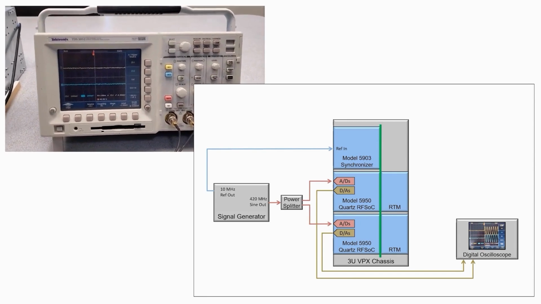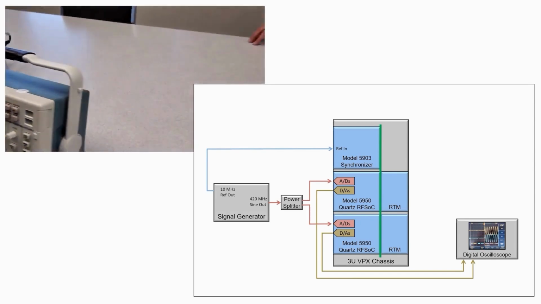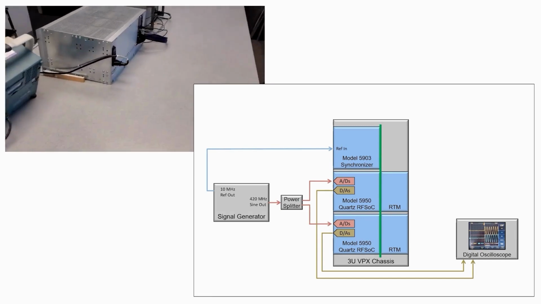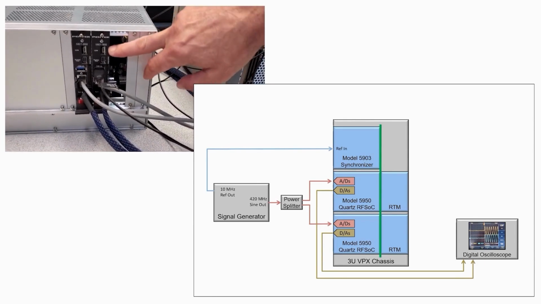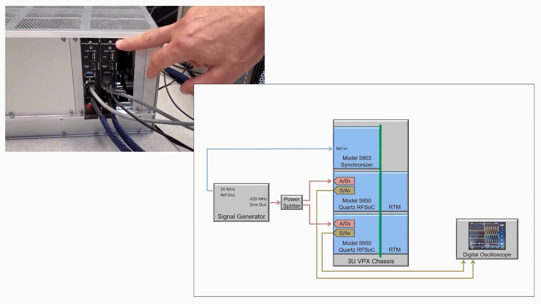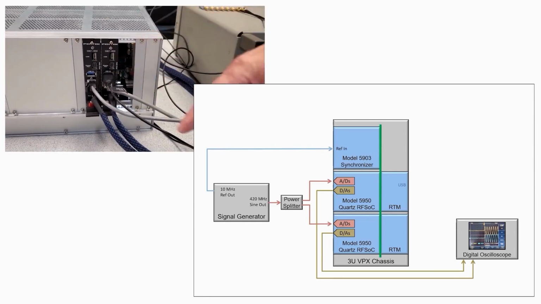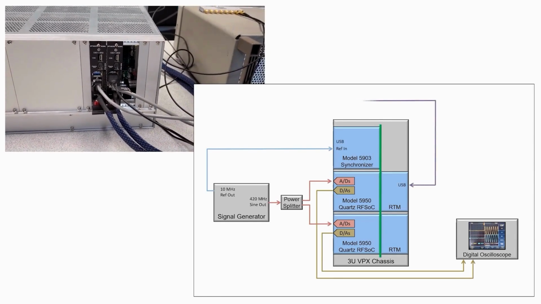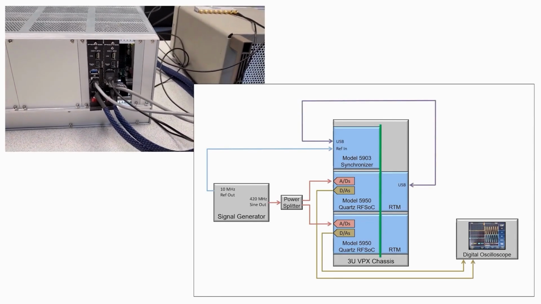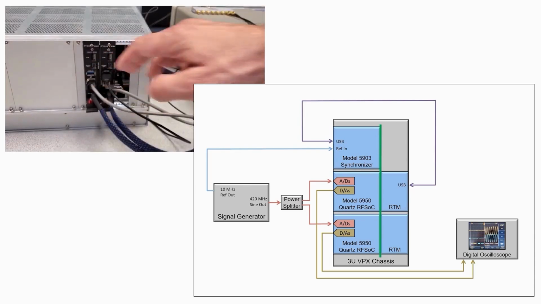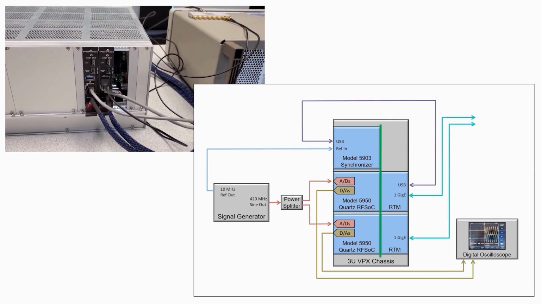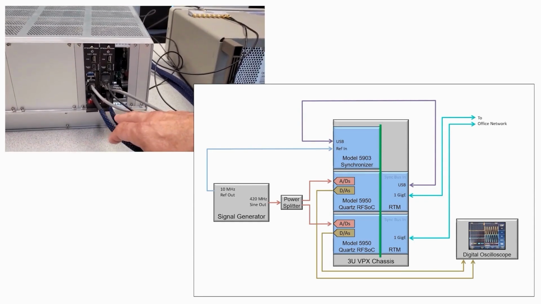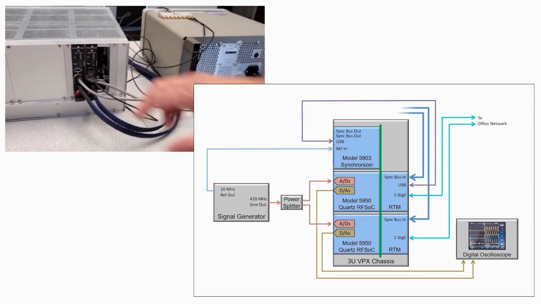If we go around the back of the chassis, you can see how we've got things interconnected. The rear transition module for this 5950 actually has a USB connection to the 5903 on the front. We'll show that to you. And then, of course, we've got two Ethernet cables, one for each 5950, going to our office network. And here are the two synchronization cables going into the sync inputs of the rear transition modules.